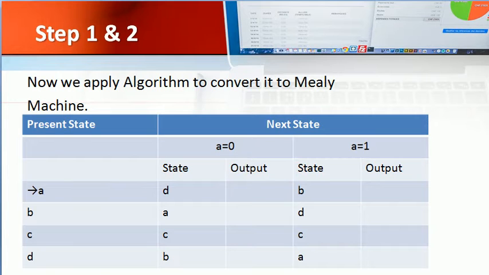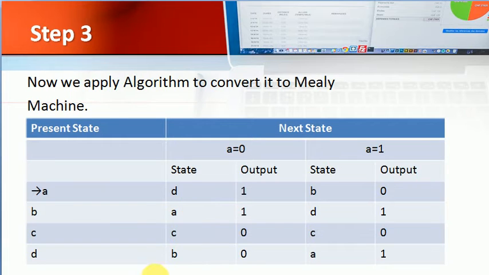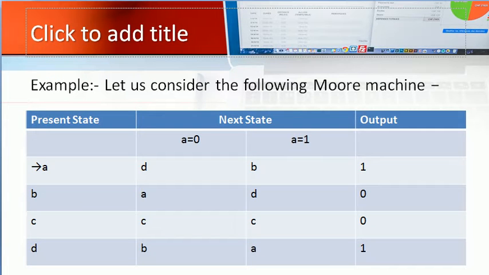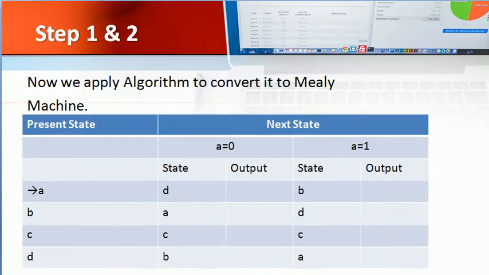Now we will see step number 3. Check the present state and its corresponding output in the Moore machine state table. If the state Qi output is m, copy it into the output column of the Mealy machine state table wherever Qi appears in the next state. Here is step 3. So here we have done a simple thing. You can see from these tables.